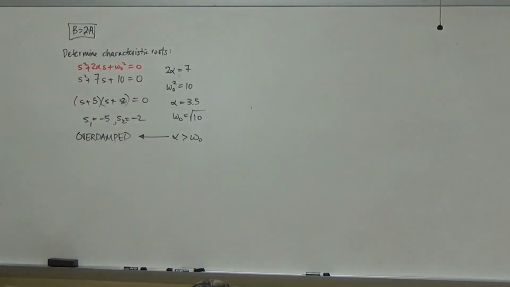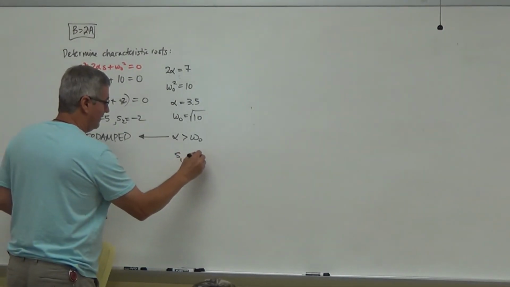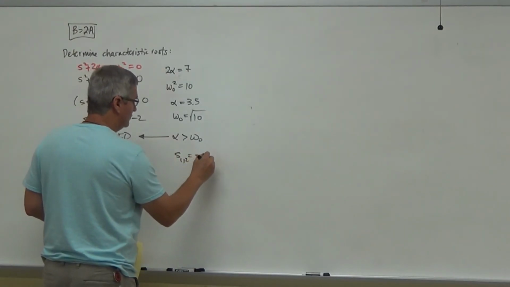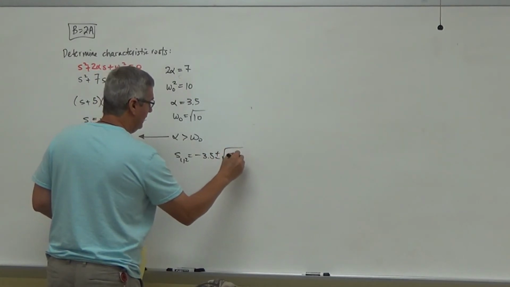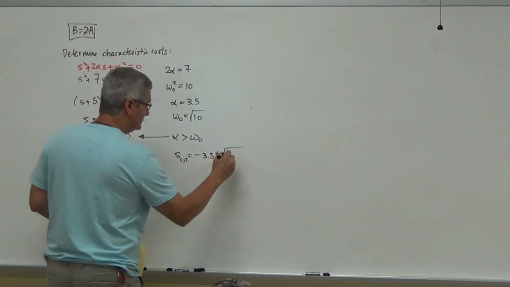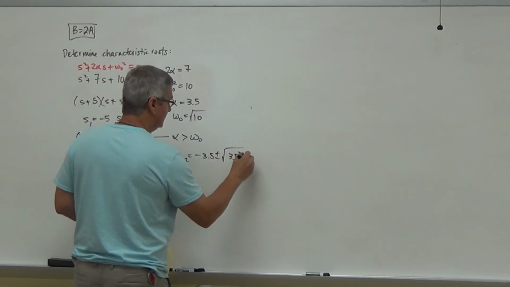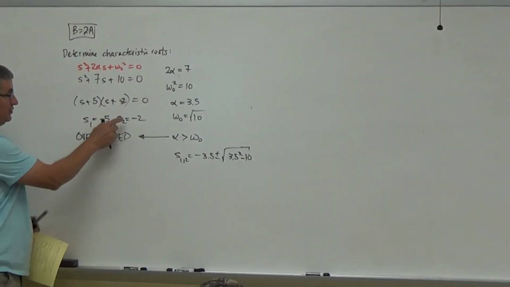Okay, and then you would go back and you would go into that equation, and then you would start doing this here. You would do 3.5 plus or minus the square root of 3.5 squared minus 10. And then you would get those roots. And when you calculate those roots, you would get 5 and 2.